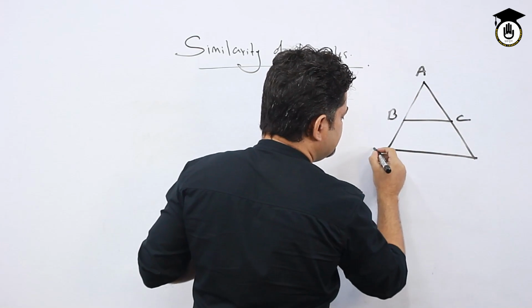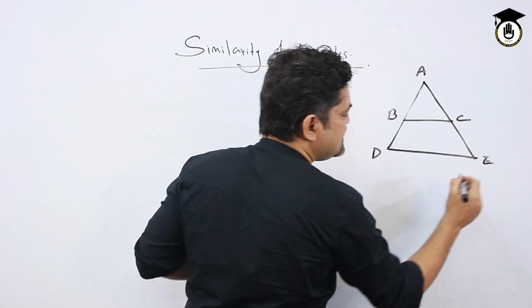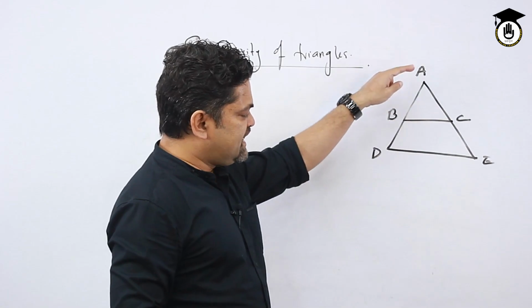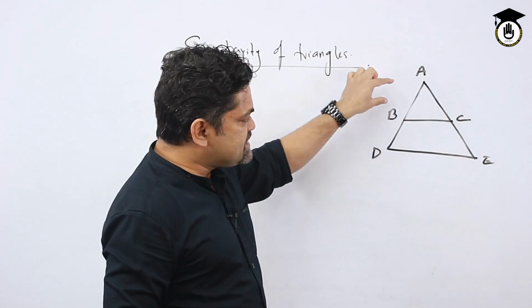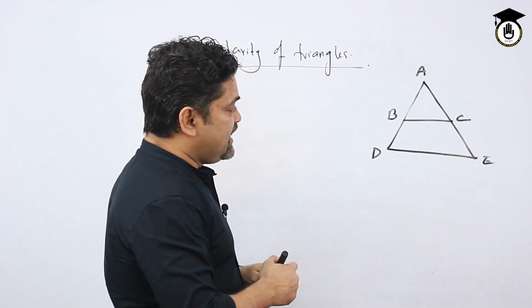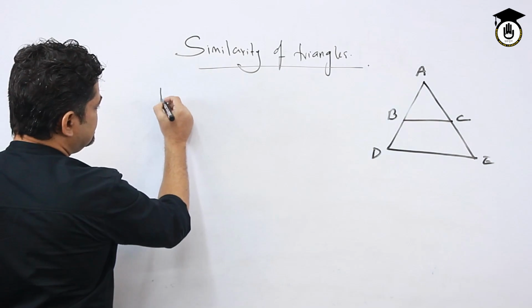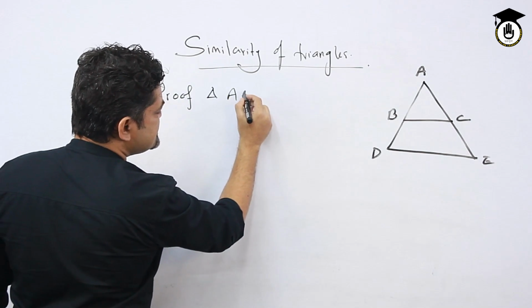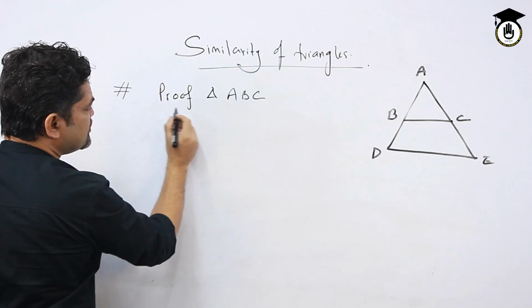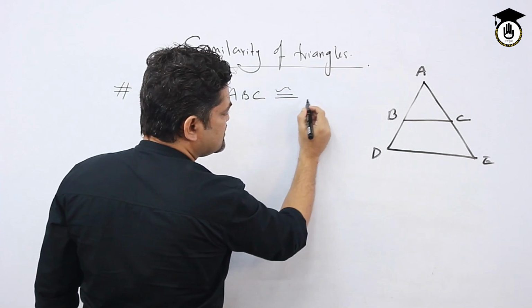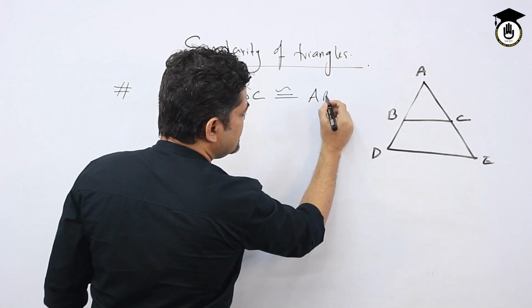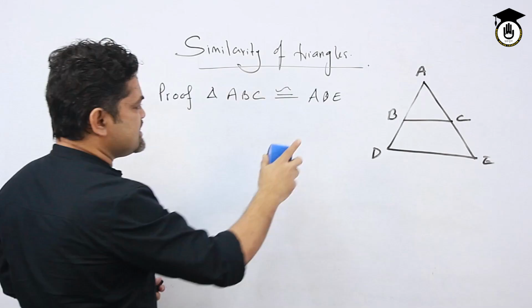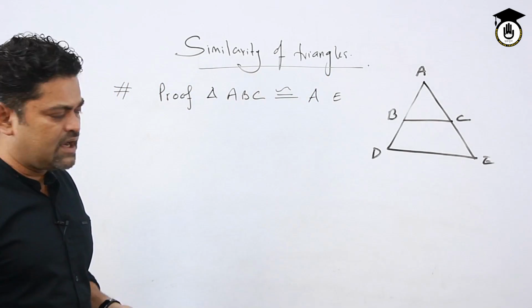let the names of the triangle be A, B, C, D and E. So you see that there are two triangles, one is ABC and the other triangle is ADE. One is a smaller triangle, the other one is a bigger triangle. And now the question is: prove triangle ABC is similar to triangle ADE. So there are two triangles, as I said, ABC is similar to triangle ADE.